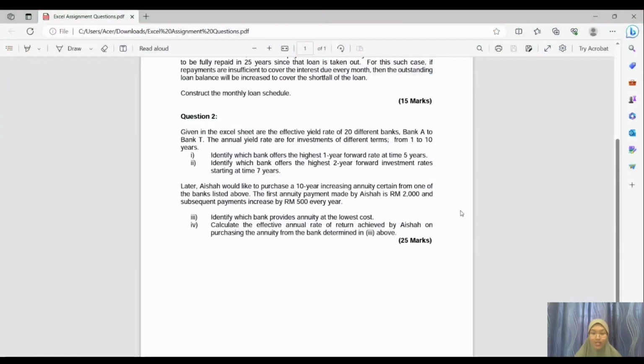For question 2, given in the Excel sheet are the effective yields of 20 different banks, which is Bank A to Bank T. The annual yield rates are for investments of different terms from 1 to 10 years. First question, identify which bank offers the highest 1-year forward rate at time 5 years.